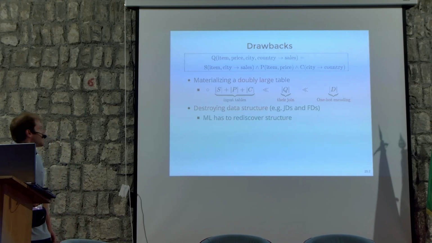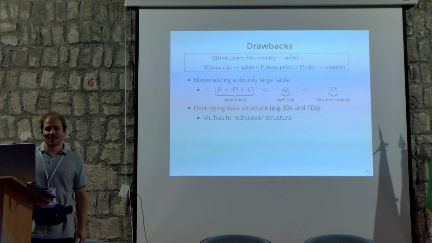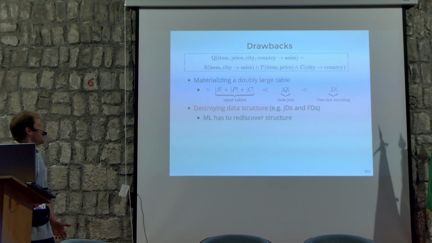In addition, we are destroying the data structure that we already had. Put yourself in the shoes of the machine learning algorithm and imagine yourself looking at this big table where you have no idea where this table came from. You might need to scan too many rows in this table before you start inferring that every city has a unique country and so on. And even as a human, if you don't know where this table came from, you might need to examine too many rows before you start realizing that there is some joint relationship in this table because it came from a join.